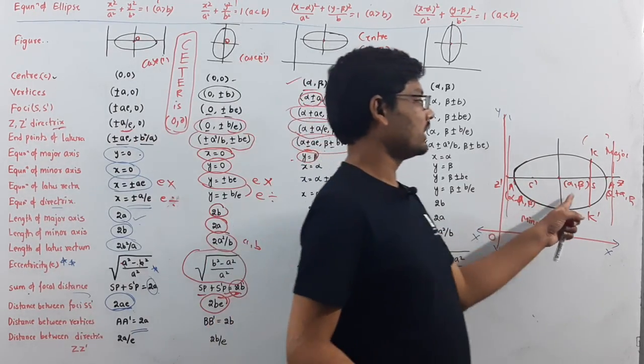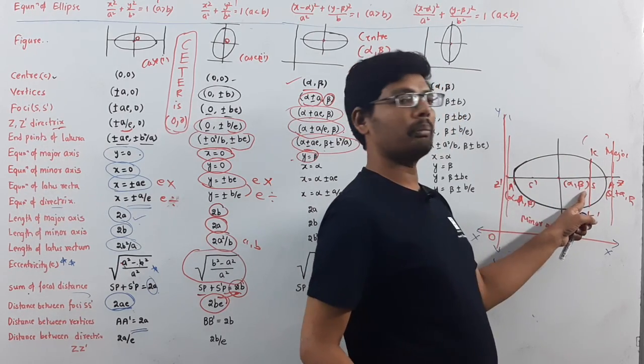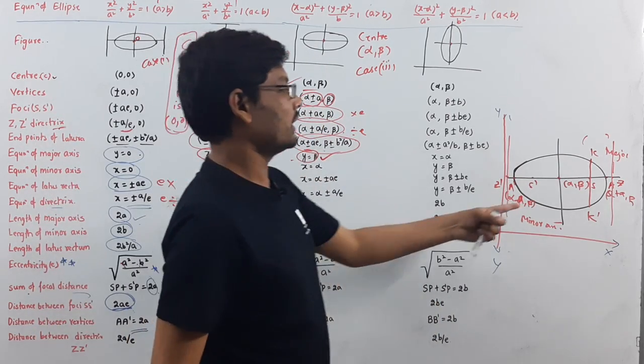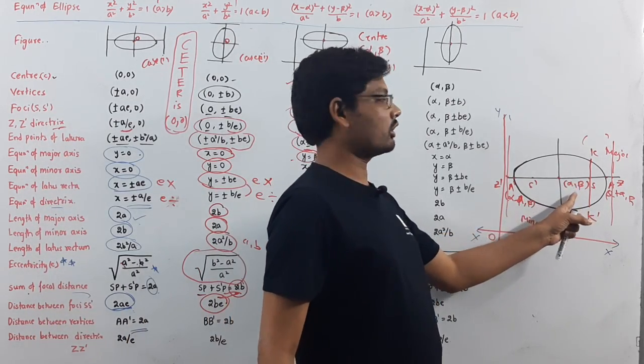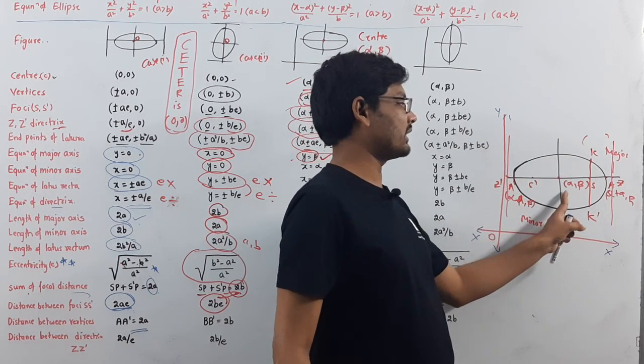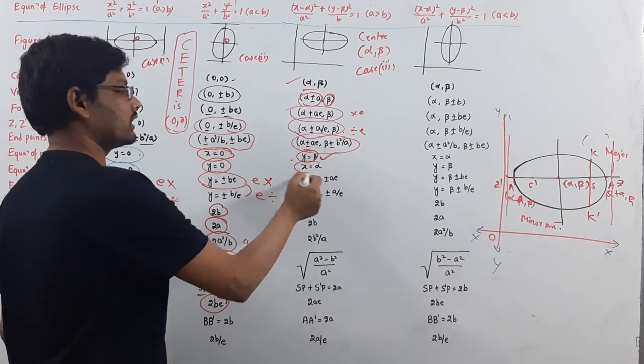Why? Because here the y coordinate is, this is the major axis, so the y coordinate will be beta. Next, what is the minor axis? Here the minor axis is x is equal to alpha. Why? Because here the minor axis is the y axis, this one here, and x is at point alpha, so the minor axis is x is equal to alpha.